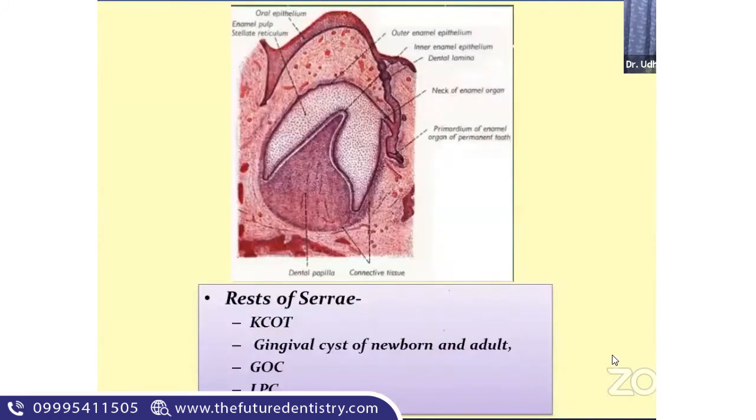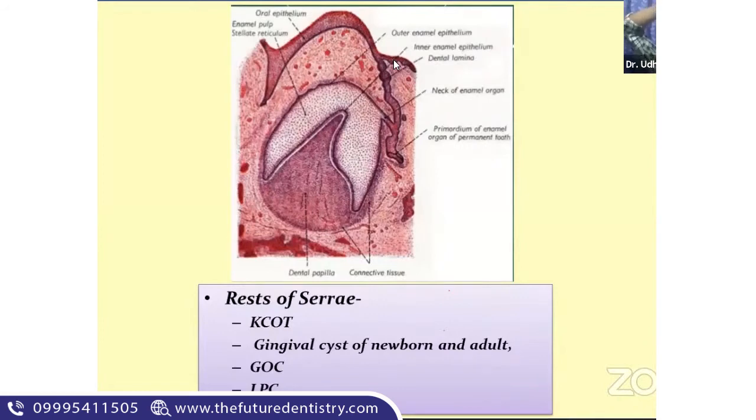The next are your rests of Serres. Now, the tooth organ is initially connected to the oral epithelium because it is from the oral epithelium that the tooth bud drops down into the ectomesenchyme and develops into a tooth. It's a cycle of life sort of thing. Okay, it starts from the oral epithelium. Look at my hands, please. Starts from the oral epithelium, gets pinched off, goes downwards.